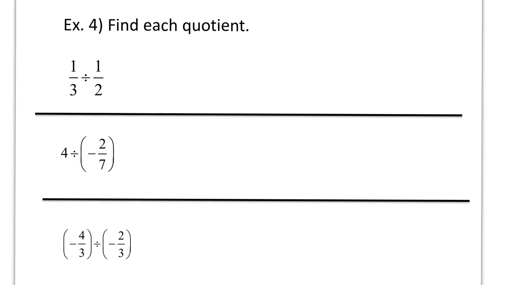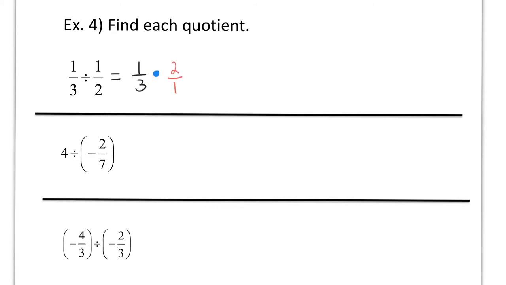Step number one, I am going to set it up. I'm going to keep the first fraction, 1 over 3. I'm going to change this to multiplication, so I'm going to put a little dot. We don't use the x anymore because we have variables that are x's, and we don't want students to get confused between the variable x and the multiplication sign x. That's from elementary school, where you use a little x to multiply. Here we use a dot. Dot means multiplication. Now I'm going to write the reciprocal of 1/2, and the reciprocal of 1/2 is 2 over 1.